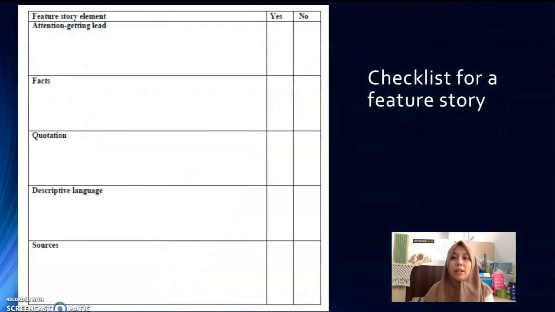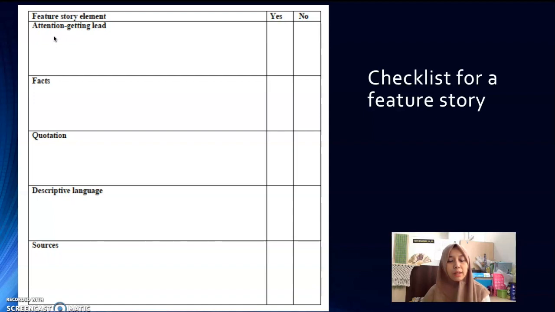And then the final one, we've come to this checklist of a feature story. When you're writing your own feature story, you may want to make sure that first your lead is attention-getting, meaning that when you're reading your own lead, you feel as an audience, okay, I really want to read more about this person. And then the second one, you may want to include facts, the details of these persons, as well as the statistics surrounding bigger issues.